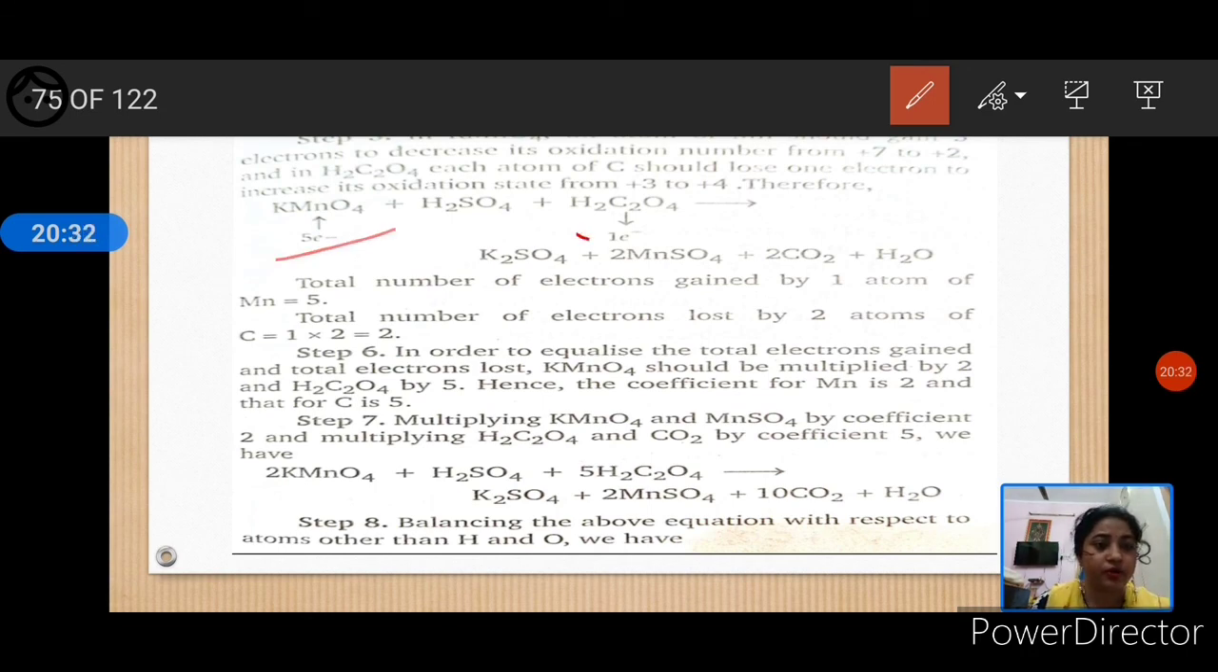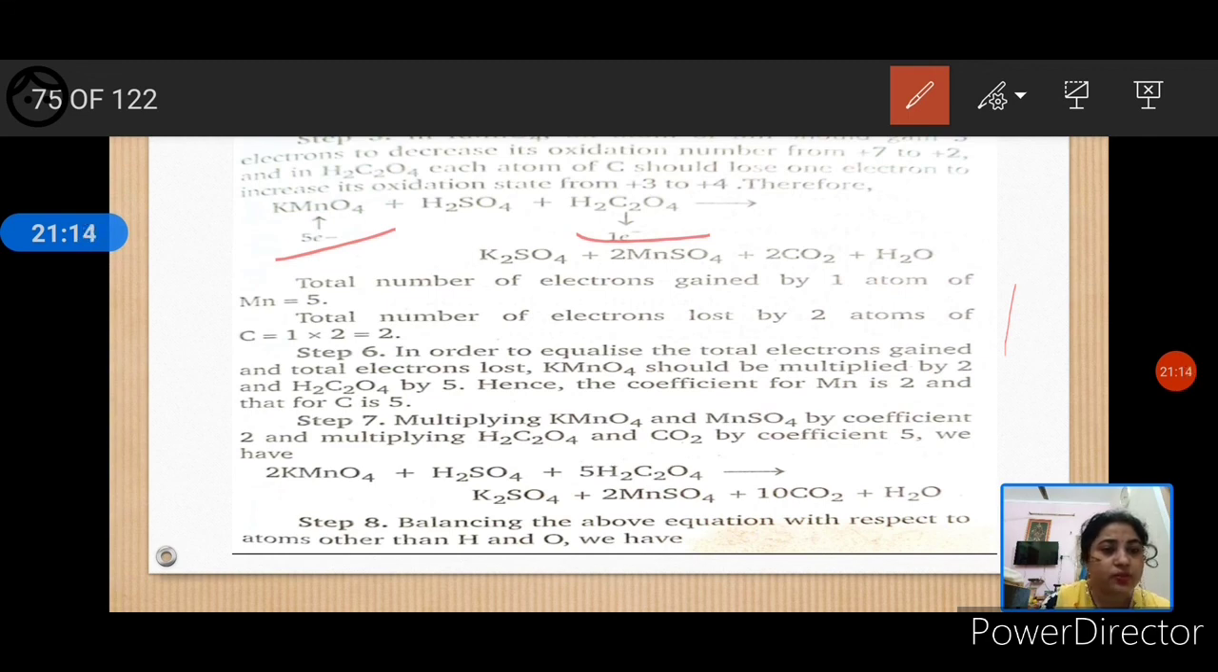We will find out the change in number of electrons. Manganese goes from +7 to +2. How is it becoming +7 to +2? By gaining 5 electrons. And how is carbon going from +3 to +4? By losing 1 electron. So the total number of electrons gained by one atom of manganese is 5 electrons. Only when it gains 5 electrons does it show the +2 oxidation state.